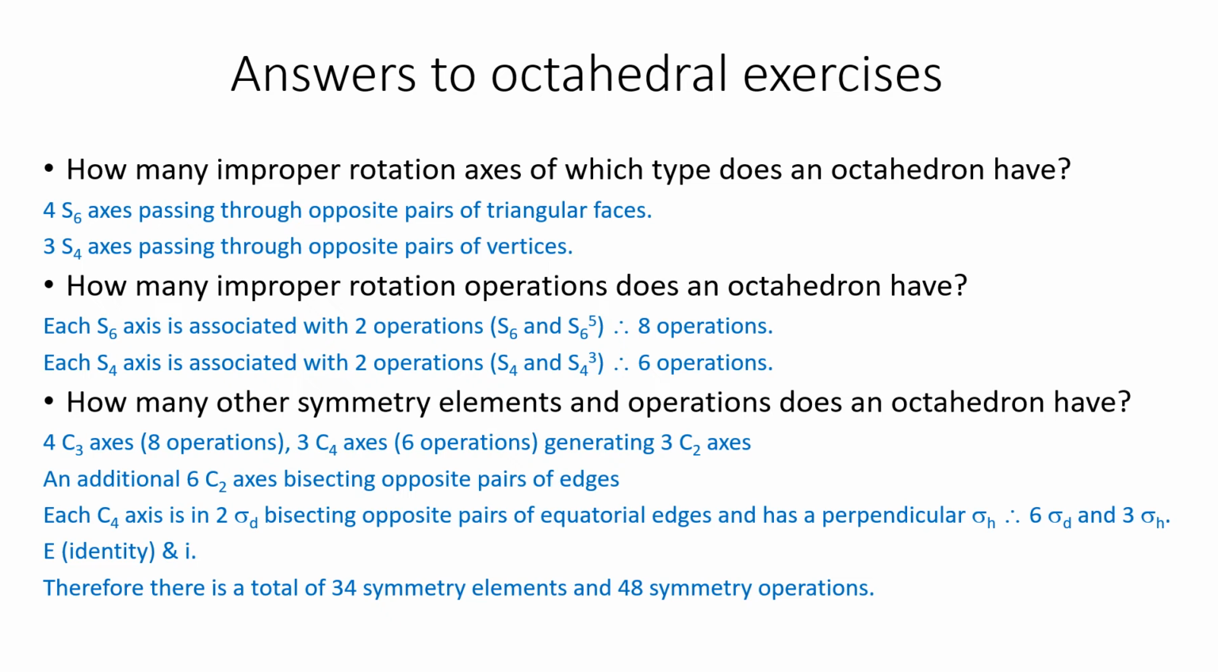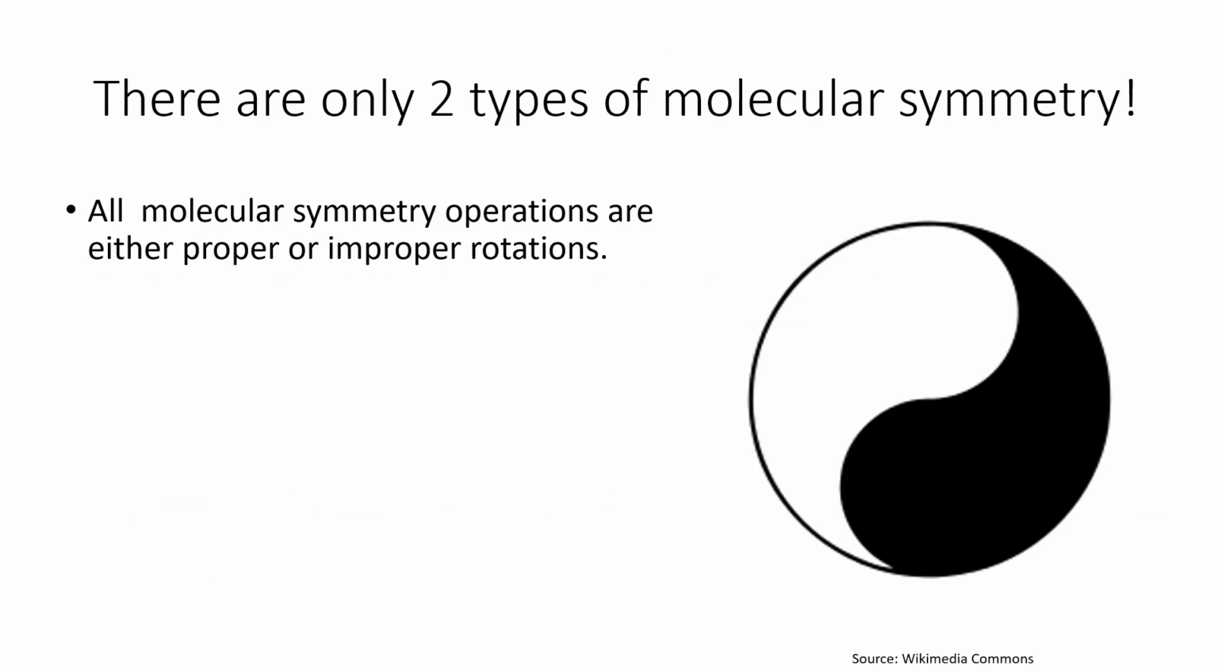So altogether, if you add all those up on the page, no fewer than 34 symmetry elements and 48 symmetry operations. So it just goes to show how many you can collect with these platonic solids. And of course there are platonic solids with even higher symmetry than the octahedron. Now this is a bit of a strange thing, this will surprise you.